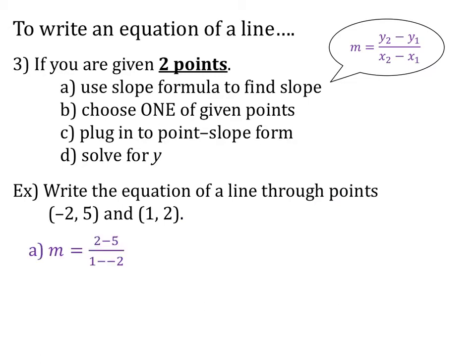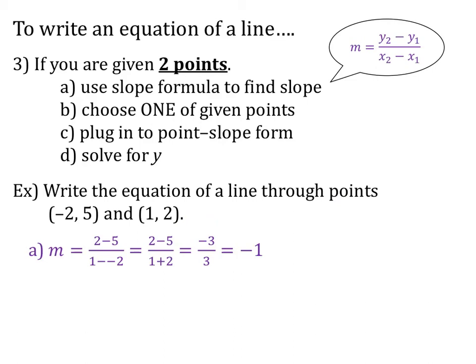Well, first, we're going to need to find our slope, so we're going to plug into the slope formula: y2 minus y1 over x2 minus x1. So in this case, that's going to be 2 minus 5 over 1 minus -2, which we know is the same thing as 2 minus 5 over 1 plus 2, because minus a negative is the same thing as a plus a positive. So we have -3 over 3. So that means our slope is -1.